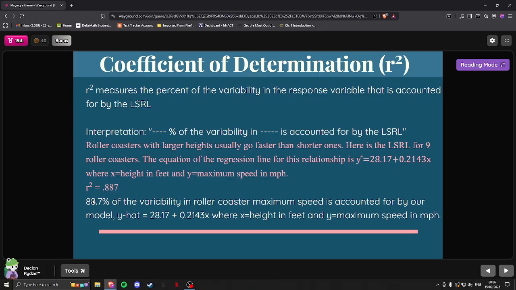So this means that 88% of the variability in roller coaster maximum speed is accounted for by the model, where x equals the height in feet and y is the maximum speed. Or like, this model is correct within 88% or so.